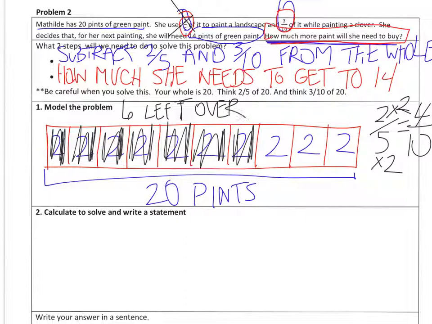Have we answered the question? Well, let's double check. For her next painting, she will need 14 pints. How much more paint will she need to buy? We haven't answered the question. All we've answered is how much paint she has left over, 6 pints. So how much more paint will she need to buy? Well, she has 6, but she wants 14. So 14 minus 6 is 8. So she will need 8 pints. She will need to buy 8 pints. Is our final answer.